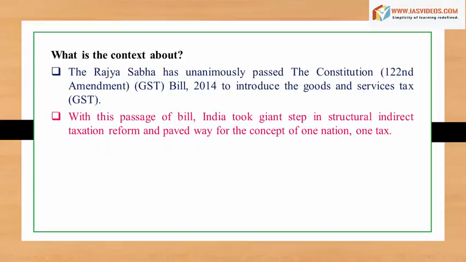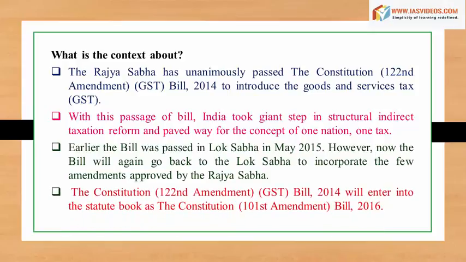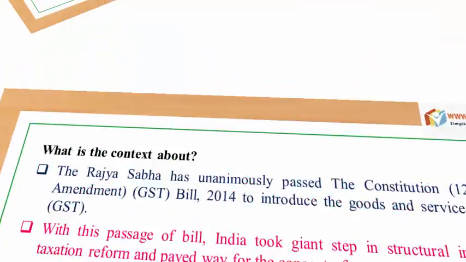With the passage of the bill, India took a giant step in structural indirect taxation reform and paved the way for the concept of one nation, one tax. Earlier the bill was passed in Lok Sabha in May 2015. However, now the bill will again go back to the Lok Sabha to incorporate the few amendments approved by the Rajya Sabha. The Constitution 122nd Amendment, GST, Bill, 2014 will enter into the statute book as the Constitution 101st Amendment Bill, 2016.